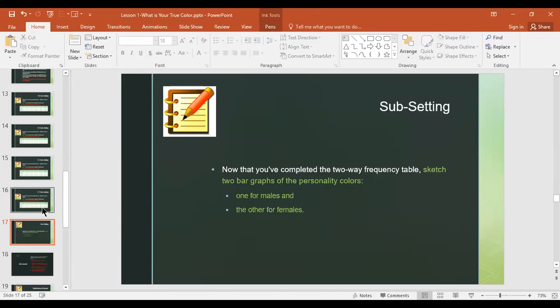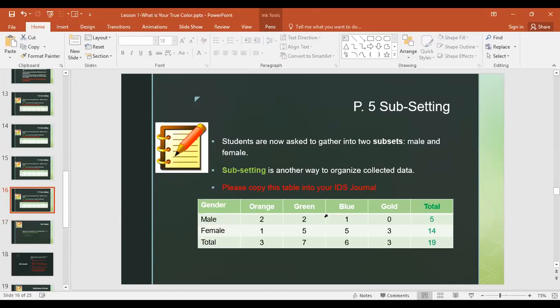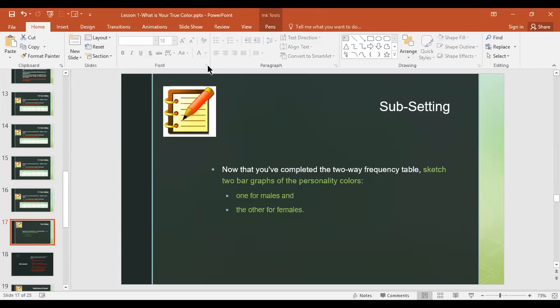So I'm going to come back to our frequency table here, and I'm going to draw the first bar graph with you. We'll do males first. I'm going to go ahead and click on annotate here. And let's pick a color. Actually, I want to pick a color that's not on there. So we have orange, gold, blue, and green. So let's pick this red.